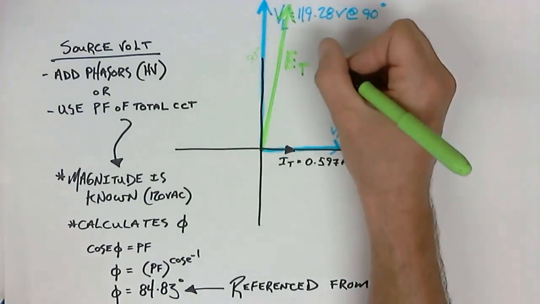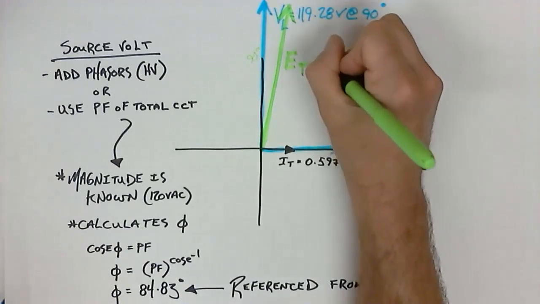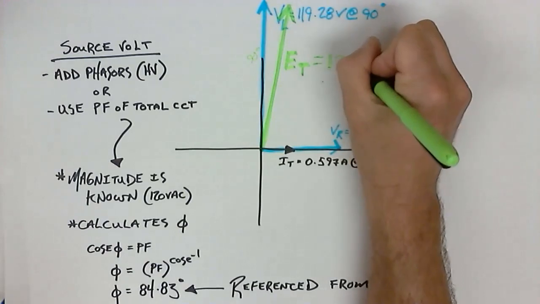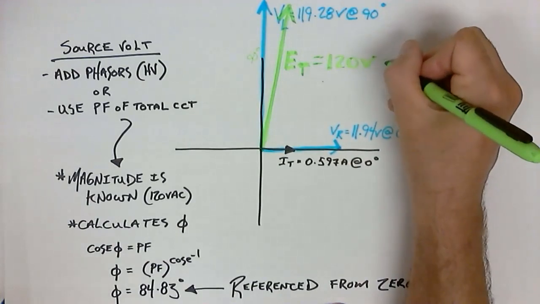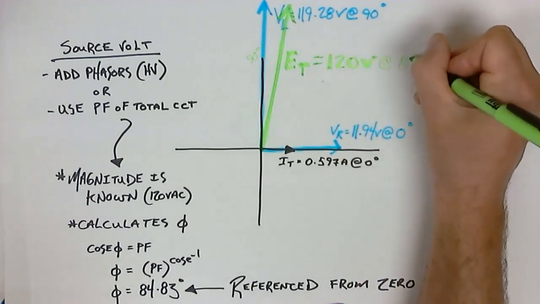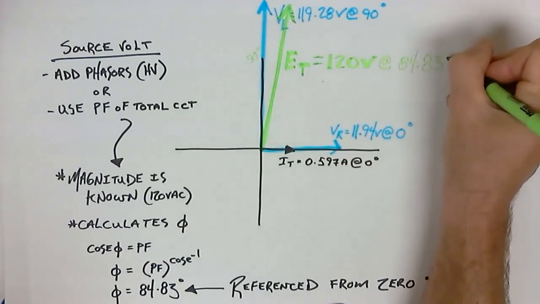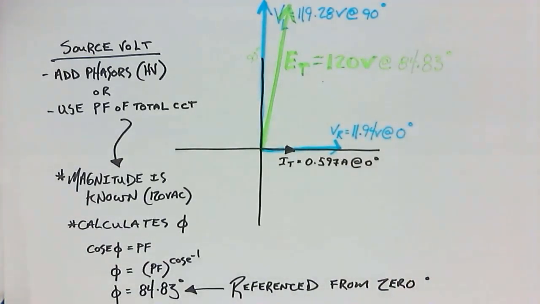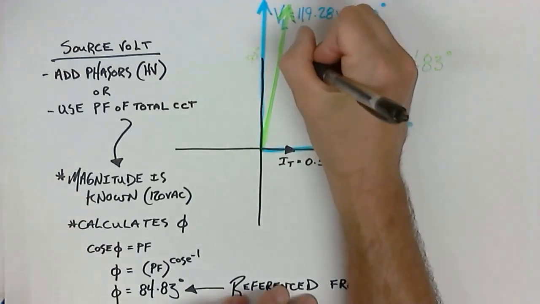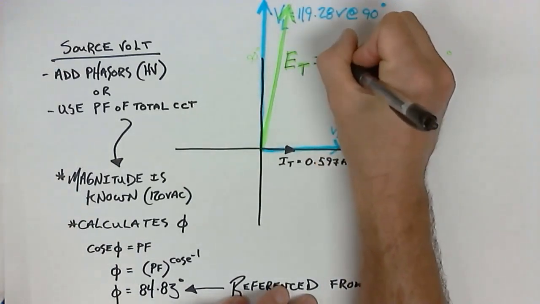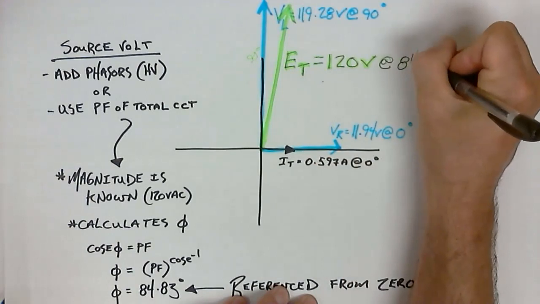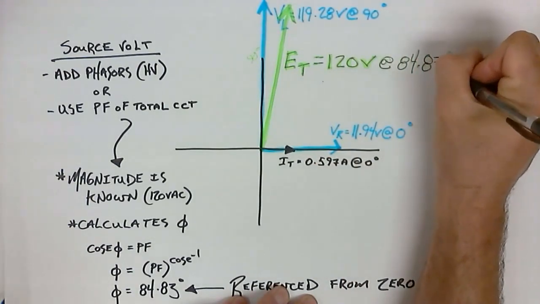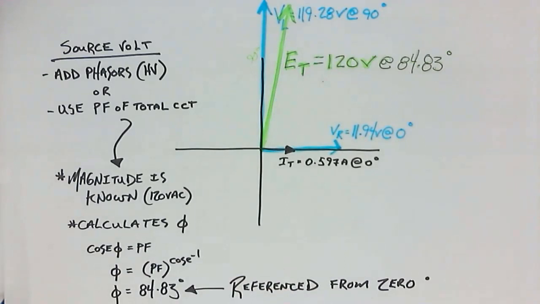Oh, it doesn't turn out very well. I won't use this marker much more. E total is equal to 120 volts at 84.83 degrees. And I'm just going to go over that with a pen because you can barely even see it. E total is equal to 120 volts at 84.83 degrees. So the phasor diagram looks like this.